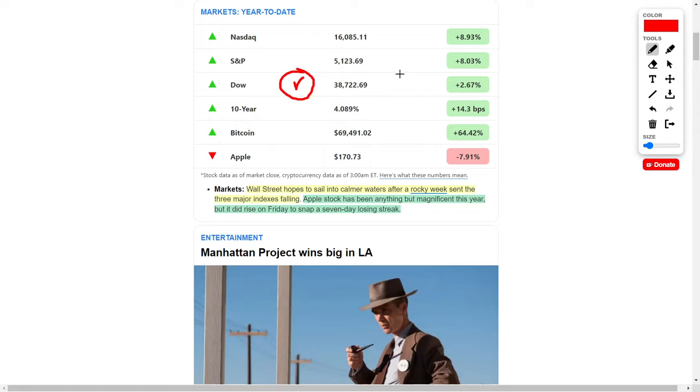Recently, the general stock market has been quite volatile, but if we look at the results year to date, we see that the Nasdaq, the S&P 500, and the Dow Jones are all up pretty substantially, which means that this is great news for investors.